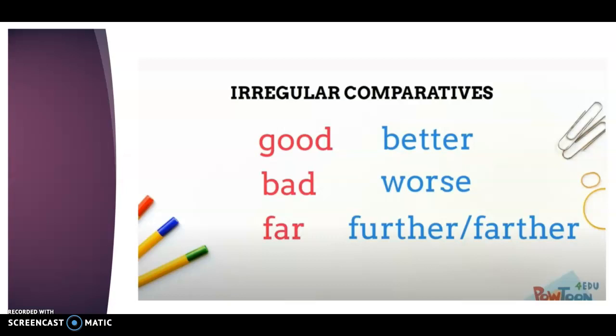There are also some irregular comparatives. For example, we have good, and the comparative form is not gooder, but it is better. Bad, the comparative form is not better, but it's worse. And far, the comparative form is farther with letter U or father with letter A. And that's all.